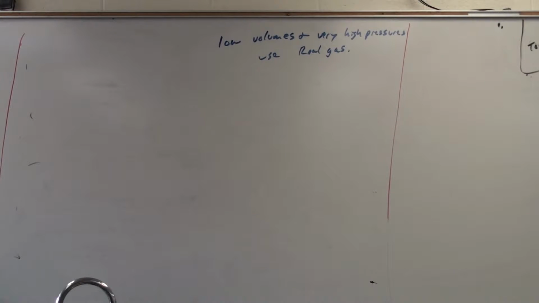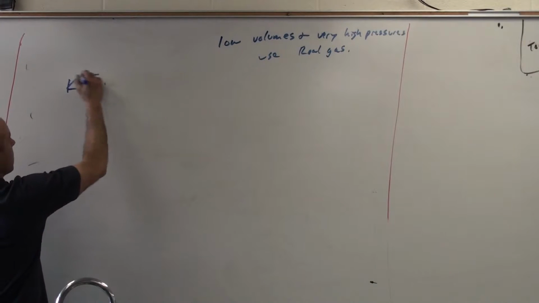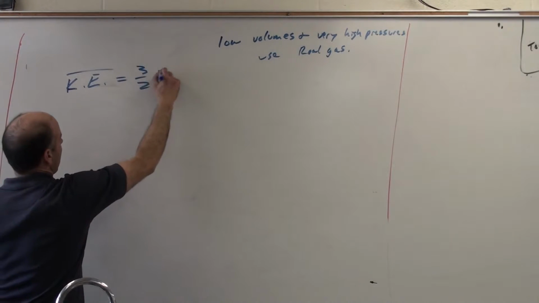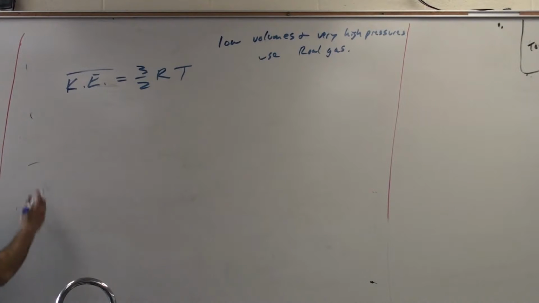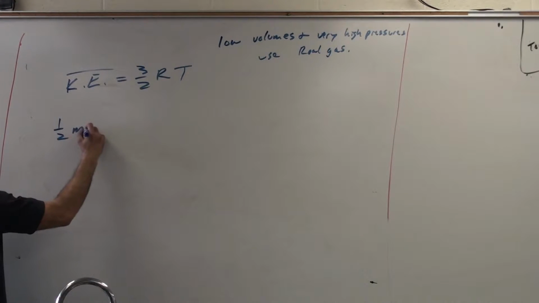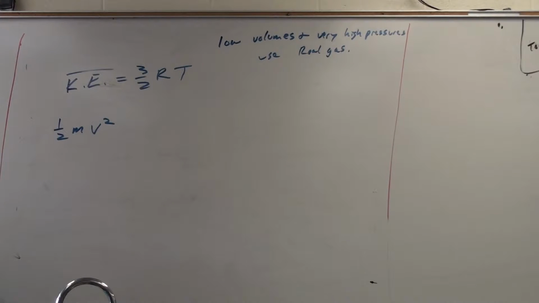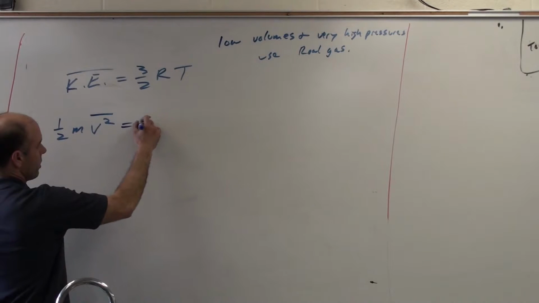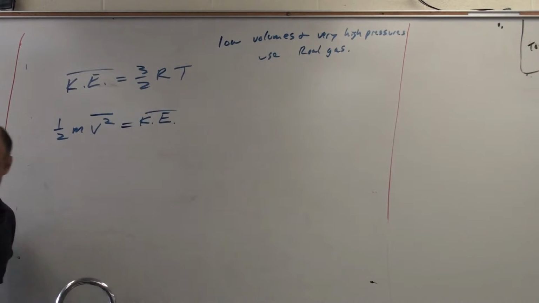Okay, this would be a good thing to review. Kinetic energy. The average kinetic energy is 3/2 RT. Kinetic energy is 1/2 mv squared. And if you're dealing with the average kinetic energy, it would be the average of your velocities. So that's average kinetic energy. Is this still chapter 4? No, this is chapter 5, sorry.